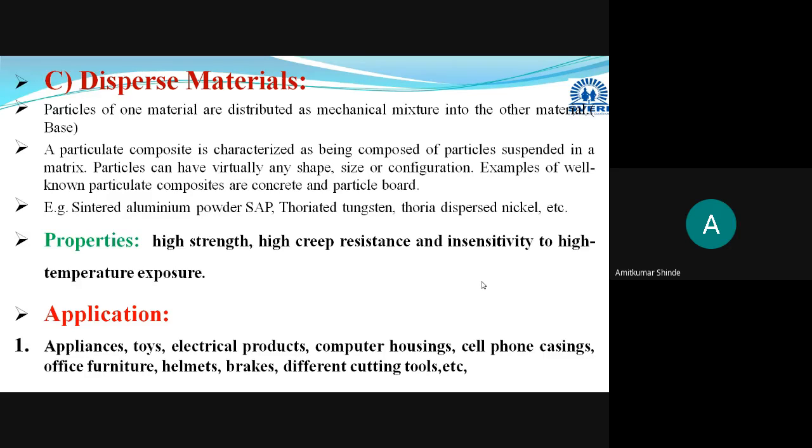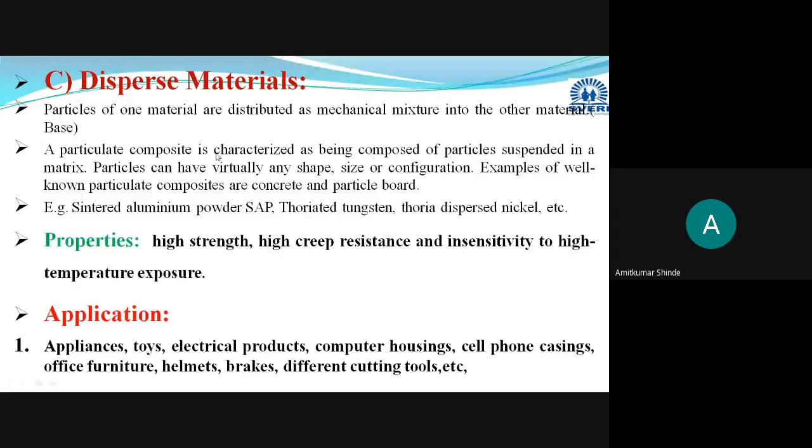Base material means the other material. Particles will get distributed in the other material. The particles' material will be termed as the particulate. Whose particles we are distributing will be termed as particulate, and the material in which we are introducing them will be termed as the base material.